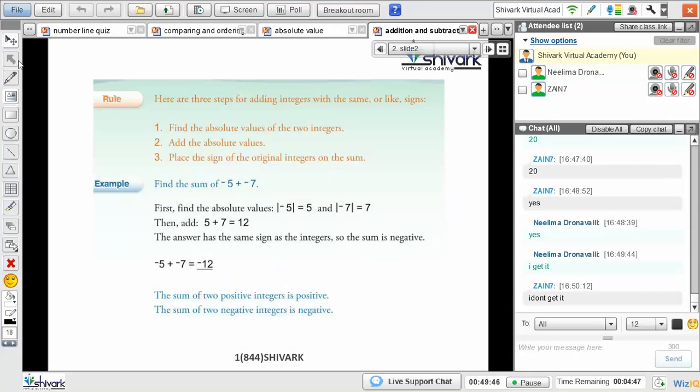So I need to find the sum of minus 5 and minus 7. I'm adding these two, okay. So what am I going to do? Minus 5, the absolute value is 5; minus 7, the absolute value is 7. I add both of them. 5 and 7 equals 12. And then I'll place a minus sign because both these integers had a negative sign.